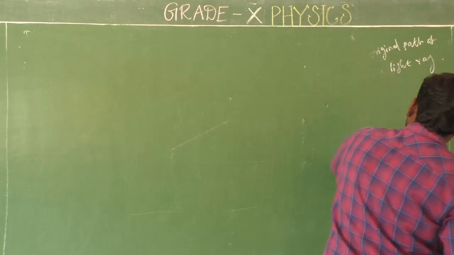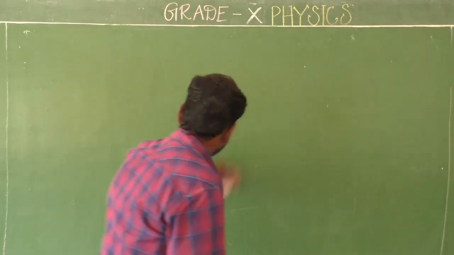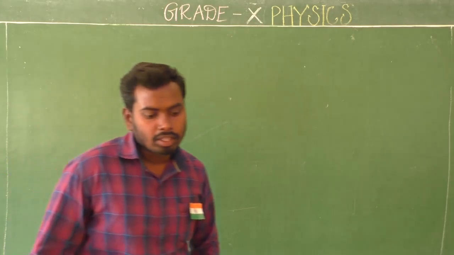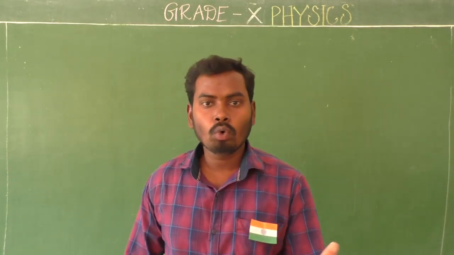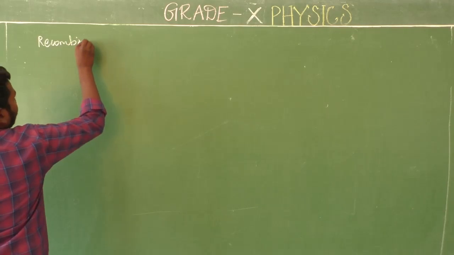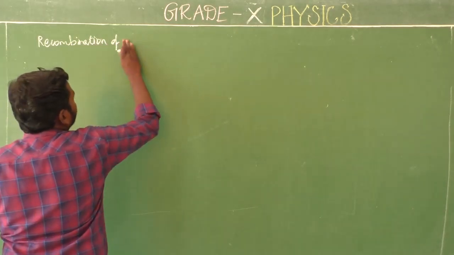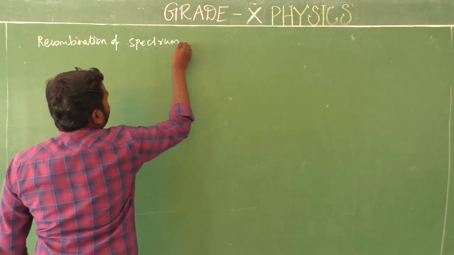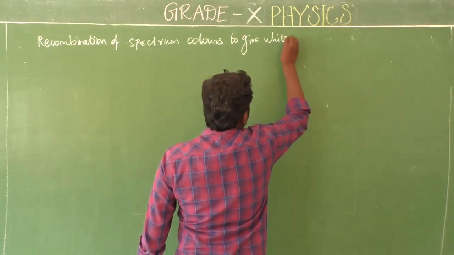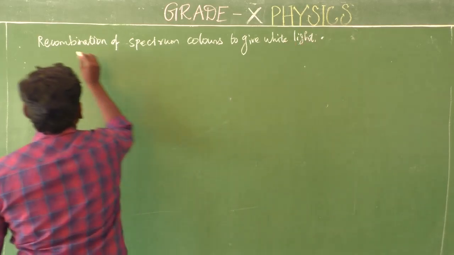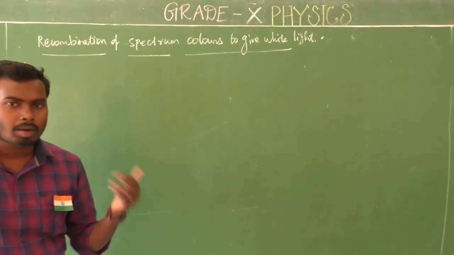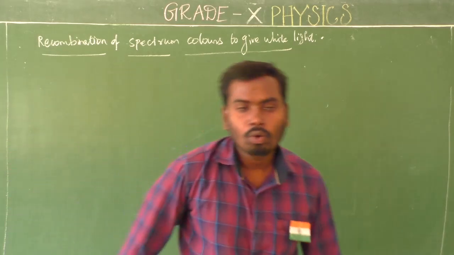Next one, recombination. The recombination of spectrum colors to give white light. So already we know.